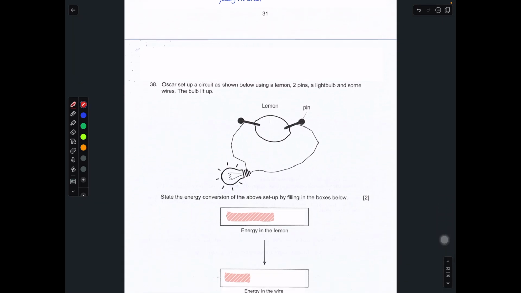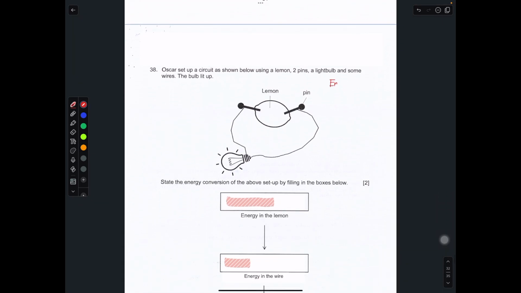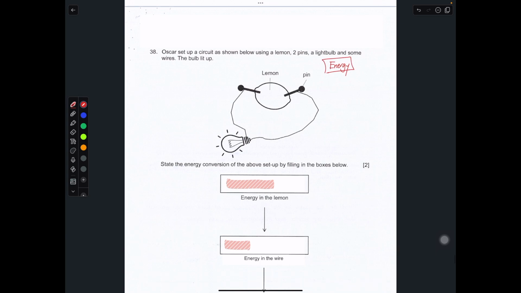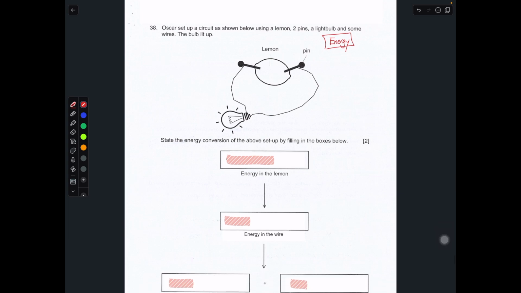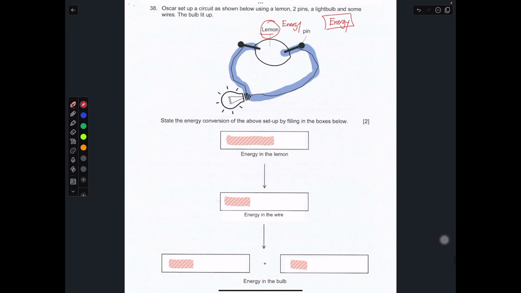Okay, this question is on energy. Oscar set up a circuit below using a lemon, two pins, a light bulb and some wire. So basically the lemon is kind of like an energy source. Okay, and electricity flows through this part, probably here, to light up the light bulb. And it seems like that lemon is our energy source.